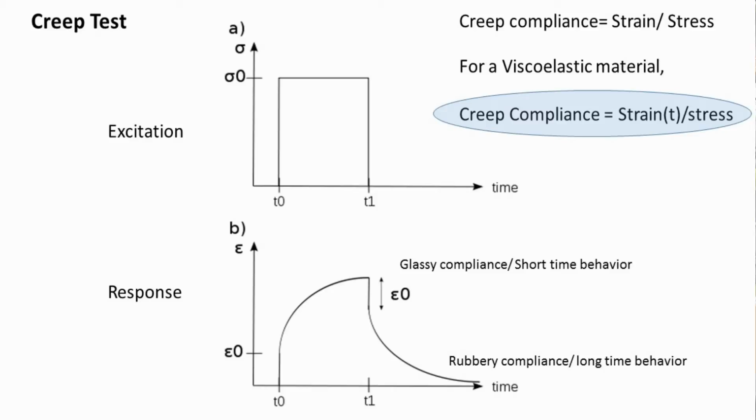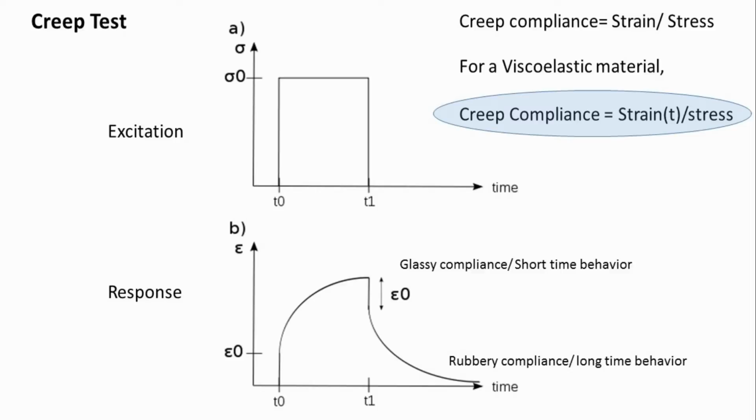Let's watch the strain. The strain increases fast when the load is just applied. Then the strain rate gradually decreases and at the end reaches an equilibrium value. The ratio of strain to stress is called compliance. In the case of time-varying strain arising from constant stress, the ratio is the creep compliance.